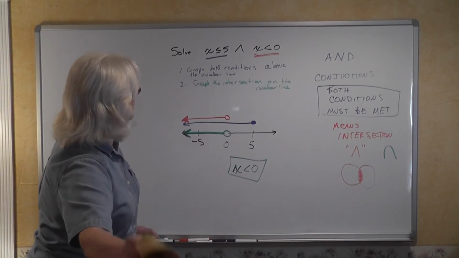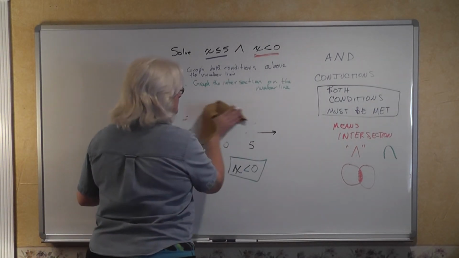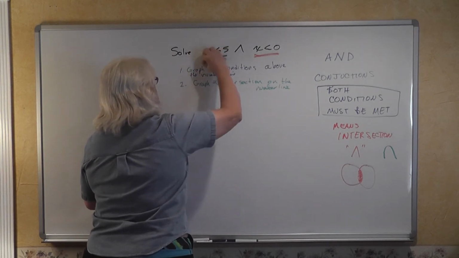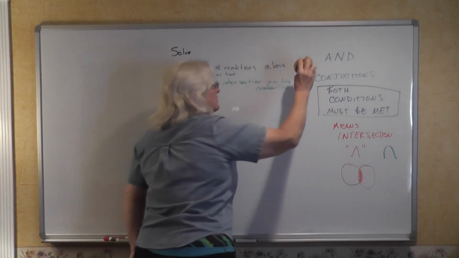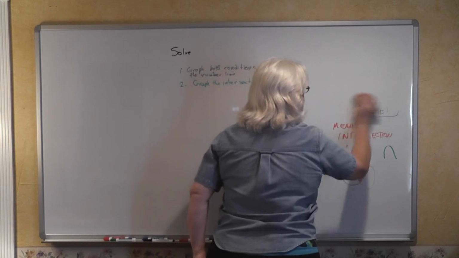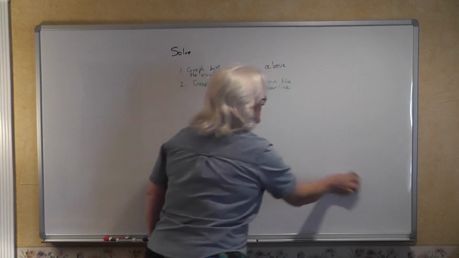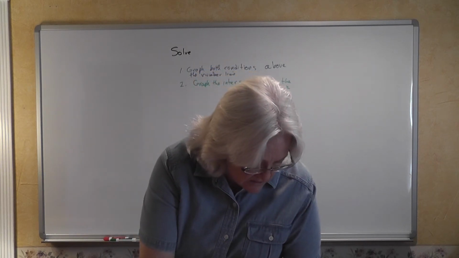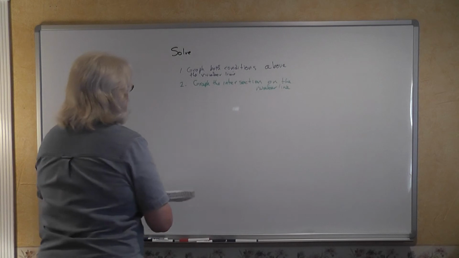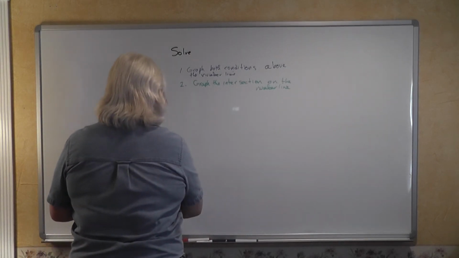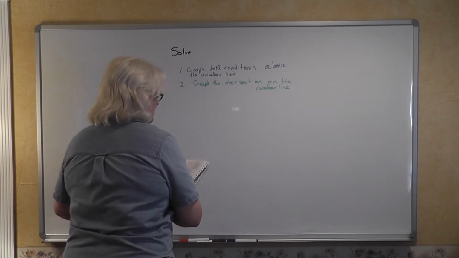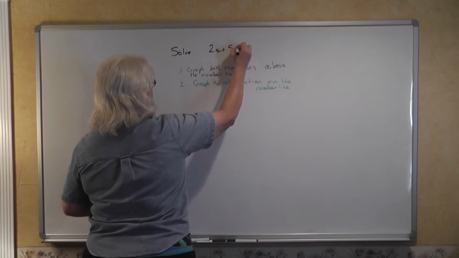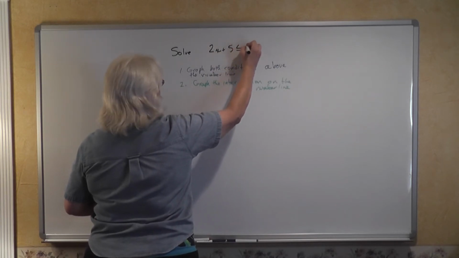All right, we have one final example that I want to show you. This is on the next page in your text. I'm going to go ahead and erase this part of my board because I need a little more working space. Page 196 says that we want to solve 2x plus 5 is less than or equal to 11.